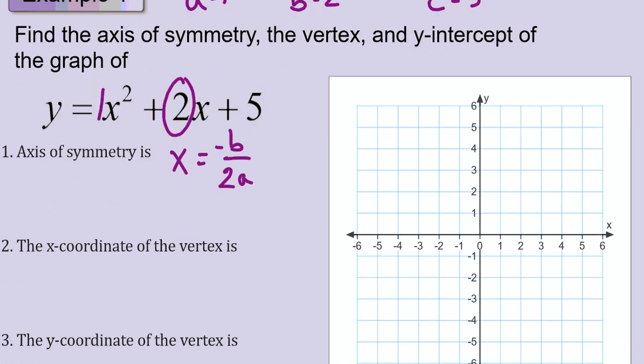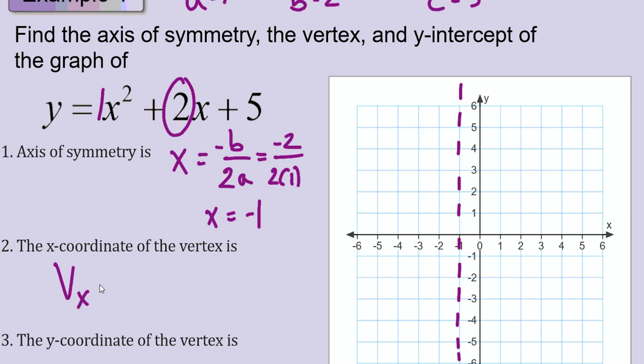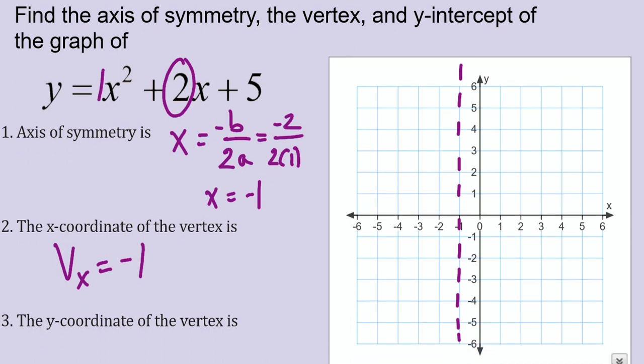The axis of symmetry is going to be along the line negative b over 2a, which in this case will be along negative 2 over 2 times 1. That will just simplify to be negative 1. So my axis of symmetry is going to be along x equals negative 1. That's going to be where the vertex's x-coordinate is. The vertex's x-coordinate is going to be when x is negative 1, because it has to be along the line of symmetry, which we proved was going to be at negative b over 2a.